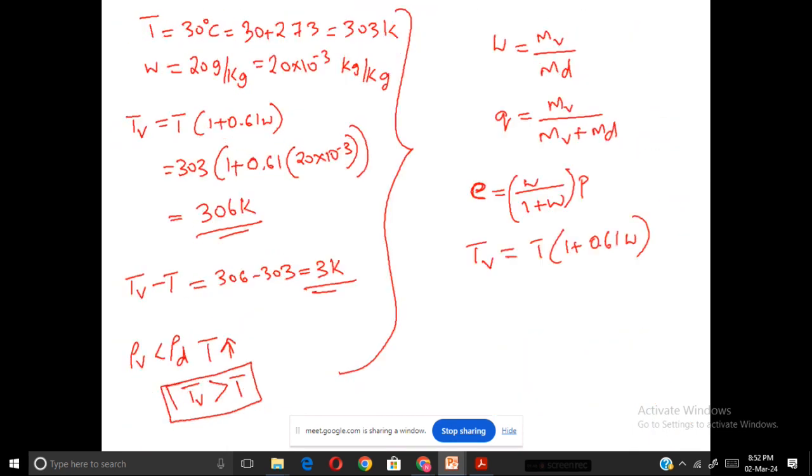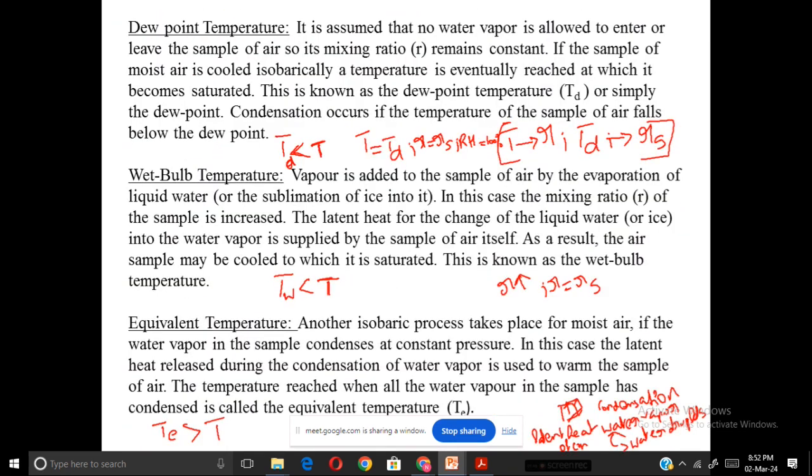That's the temperature we already learned in the last class. And then we learned three new temperatures: dew point, wet bulb, and equivalent. As I said, if we want to saturate an air parcel, there are two methods. One is to reduce its temperature, and the second one is to add more water vapor. So in case of dew point temperature, we are reducing the temperature of the parcel and then reaching saturation. So that temperature is basically known as dew point temperature.